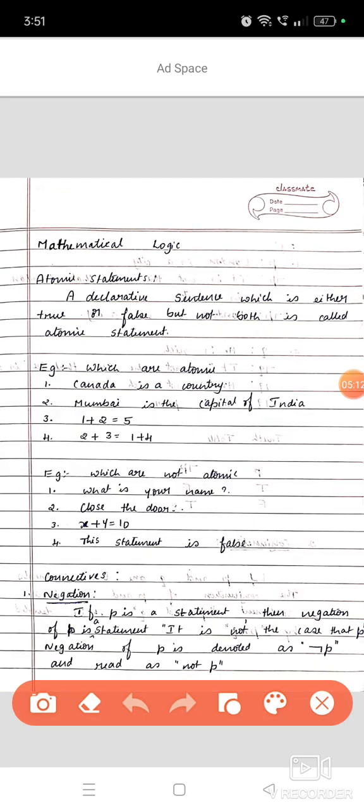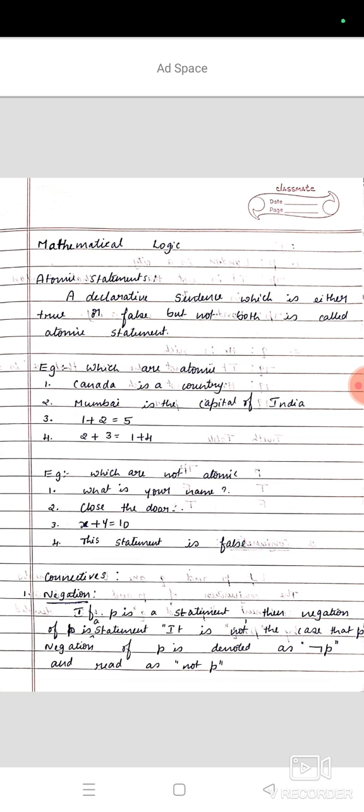And now, the statement "this statement is false." We don't know which statement it refers to. If the statement is mentioned, then we can identify its truth value. But here it is only given that this statement is false, and we don't know which statement it is. Therefore, the sentence is not atomic. We are not able to identify the truth value, which may be true or false, without the statement. Therefore, the sentence is not atomic.